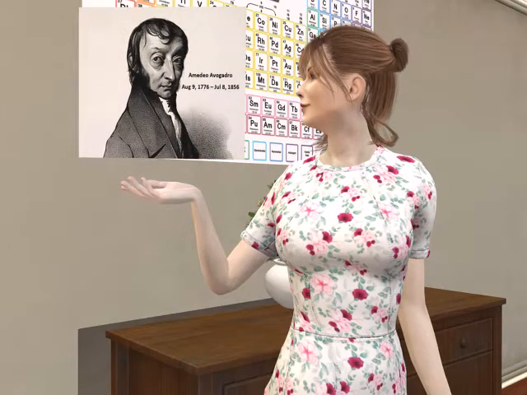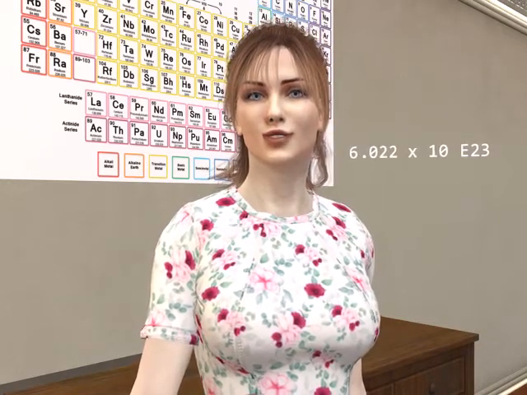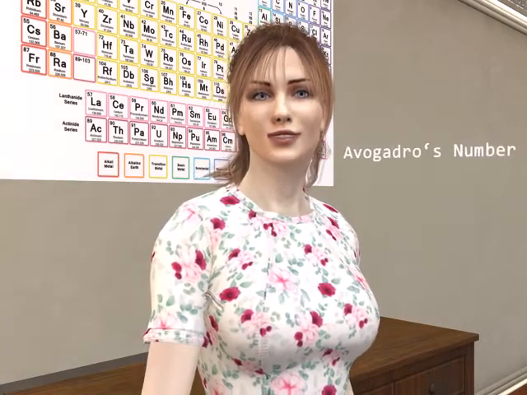At this point, you might be wondering how many atoms or molecules make up a mole? That's where 19th century Italian scientist Amedeo Avogadro comes into the picture. Avogadro discovered that equal volumes of different gases at the same temperature and pressure contain the same number of atoms or molecules. Avogadro is credited with determining the number of molecules per mole of material, although Johann Loschmidt was actually the first to do so. That number is 6.022 times 10 to the power of 23. This is known as Avogadro's number.